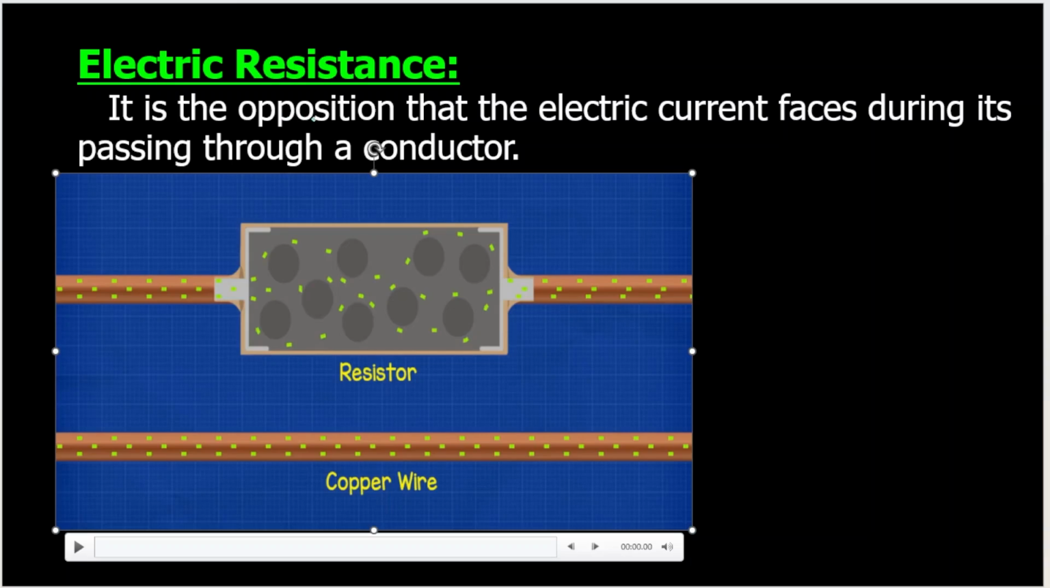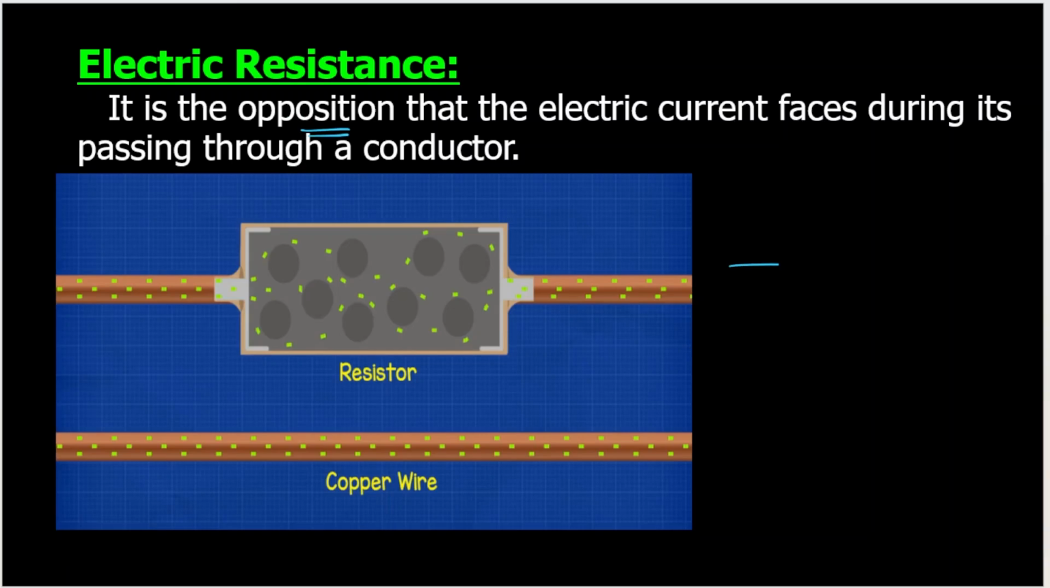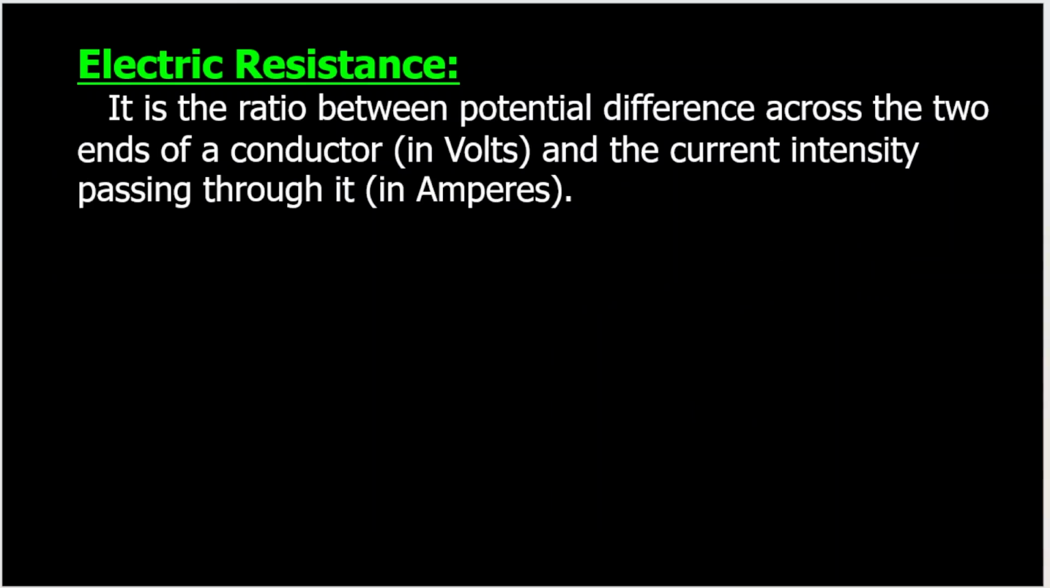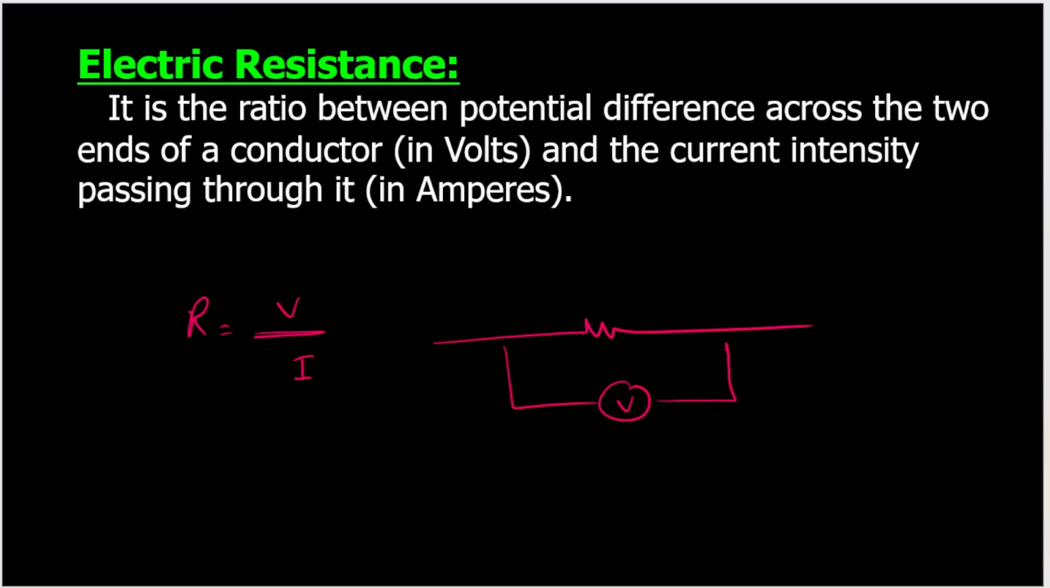So what's meant by resistance? It is the opposition. Opposition means the current is moving in one direction and it faces a resistance that an electric current faces during its passing through a conductor. Or what's meant by resistance? It is the ratio between the potential difference, which is the reading of voltmeter, between the two terminals of a device and the current intensity passing through it. So this device is connected in series to measure the current. This device is connected in parallel to measure the voltage.